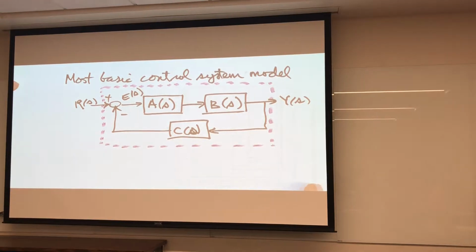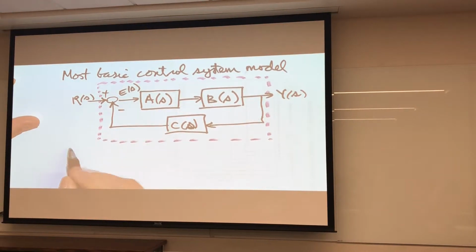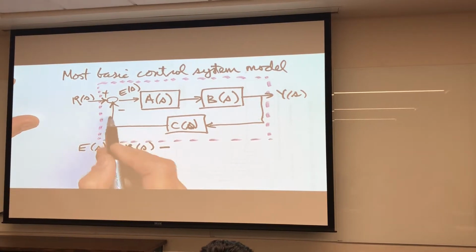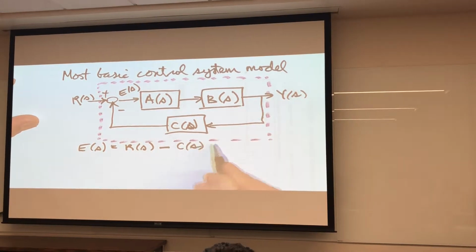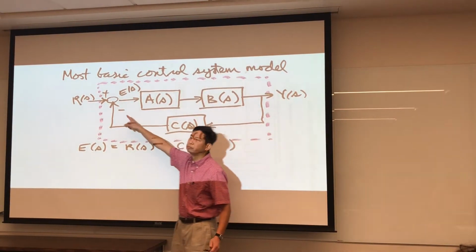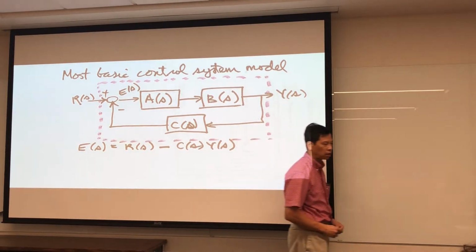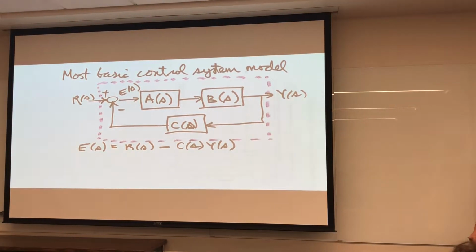So for example, we can write equations. We could write an equation for E. We can say E of s is equal to R of s minus this signal here. Okay, that's the minus. And what is that signal? That signal is C of s times Y of s. Like so. Okay, so that would be an equation that represents this summing point right here. I'll give you a second to see if you have any questions, absorb that, catch up and correct my handwriting. Any concerns?